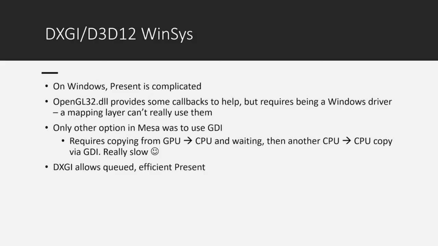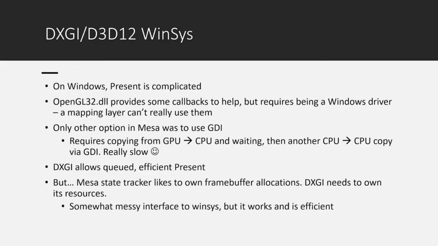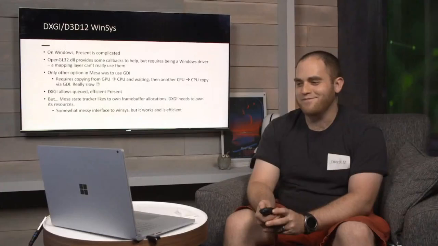So DXIL allows an efficient queued present. You don't need to wait for it. You don't need to do a bunch of copies. But unfortunately, Mesa likes to be in control of the buffers that it uses for rendering, or the buffers that it uses to back the frame buffer, where DXIL needs to be the one that actually allocates its own resources. So we were able to come up with a somewhat messy interface so that DXIL can allocate things and hand them off to Mesa. It works, but it's not great.